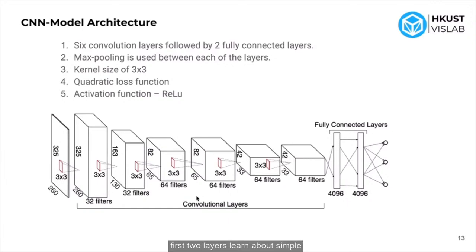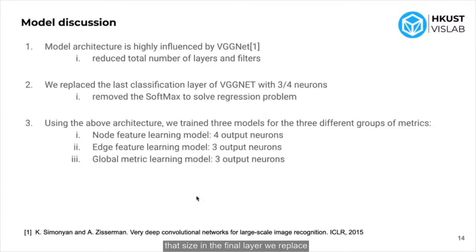First 2 layers learn about simple features, while the remaining will learn about more evolved or complex features. Kernel size of 3x3 is chosen because we can capture all image features using that size. In the final layer, we replace the softmax with output neurons. Softmax is used in VGGNet for classification problems, and we are solving a regression problem. Model is highly influenced by VGGNet. We reduce the total number of layers and filters.